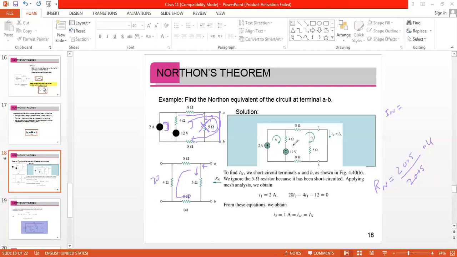Now you can apply the mesh analysis and find the current IN. I'm not going to repeat it again. You can just go through it and you can find the current IN.